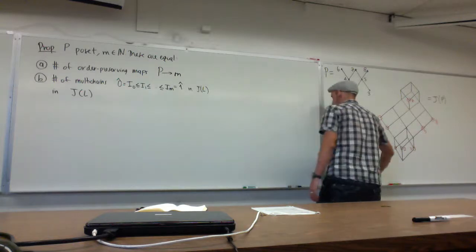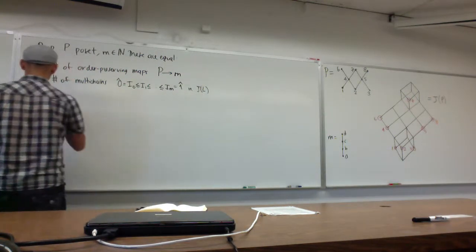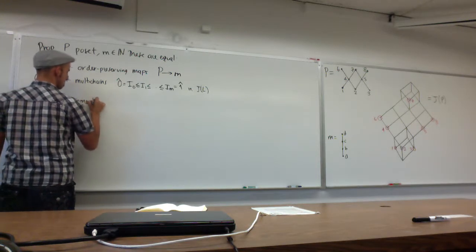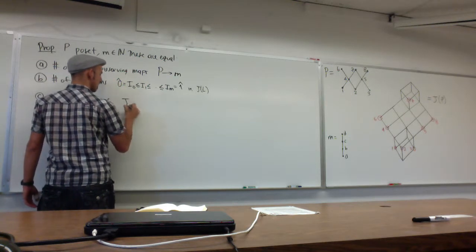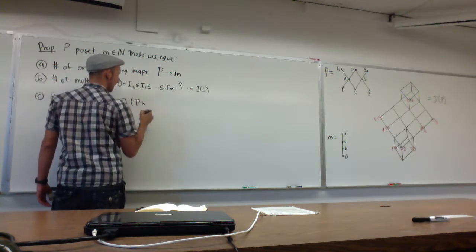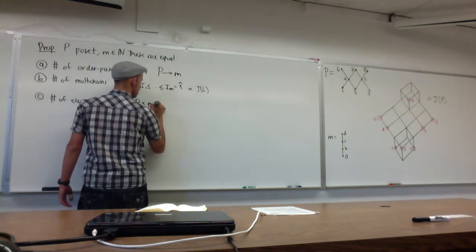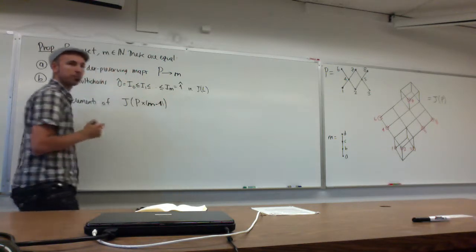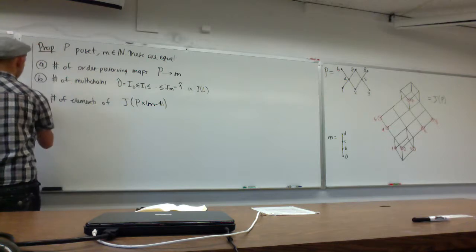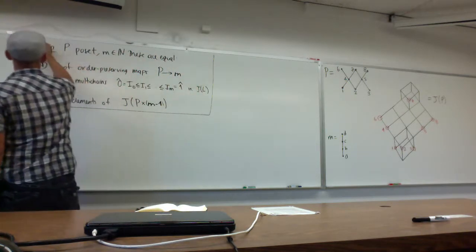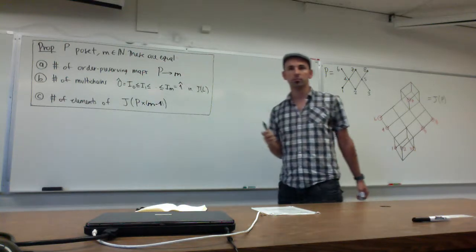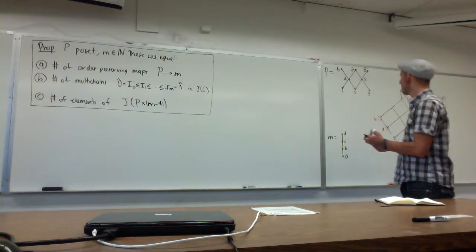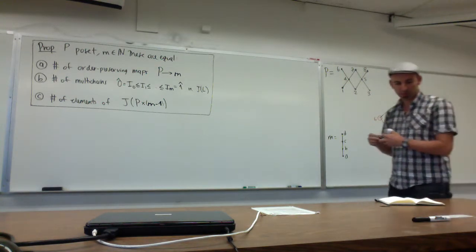And the third thing is the number of elements of the distributive lattice of P times the chain of size m minus 1. So that's the proposition, and I'm just going to do a proof by picture, actually.